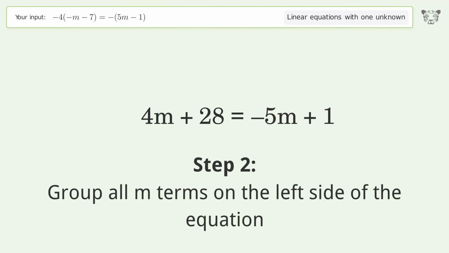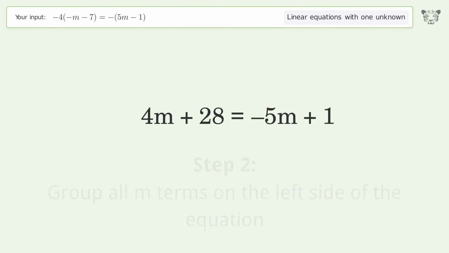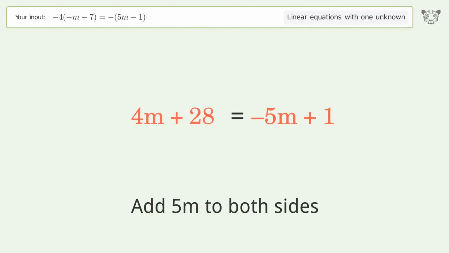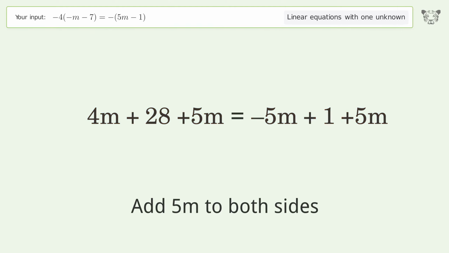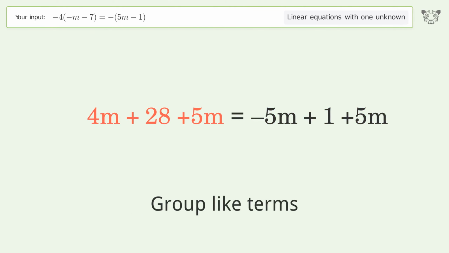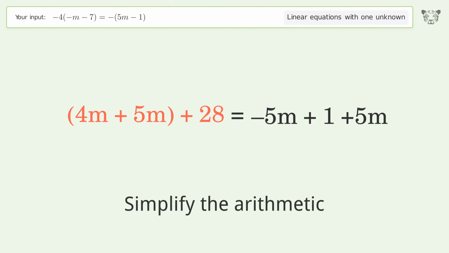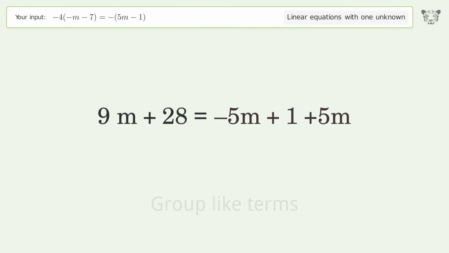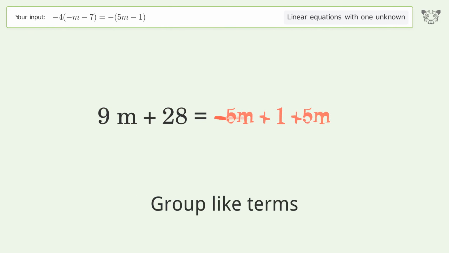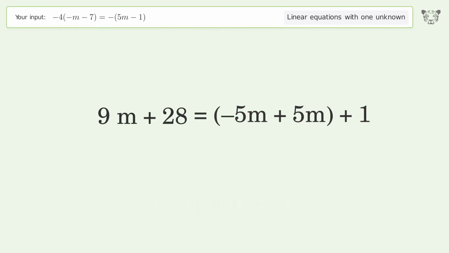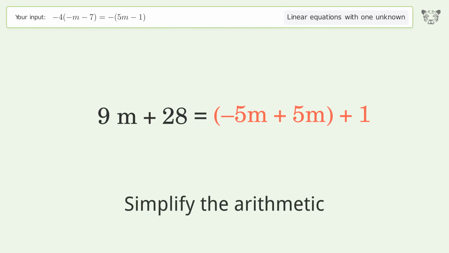Group all m terms on the left side of the equation. Add 5m to both sides. Group like terms. Simplify the arithmetic. Group like terms. Simplify the arithmetic.